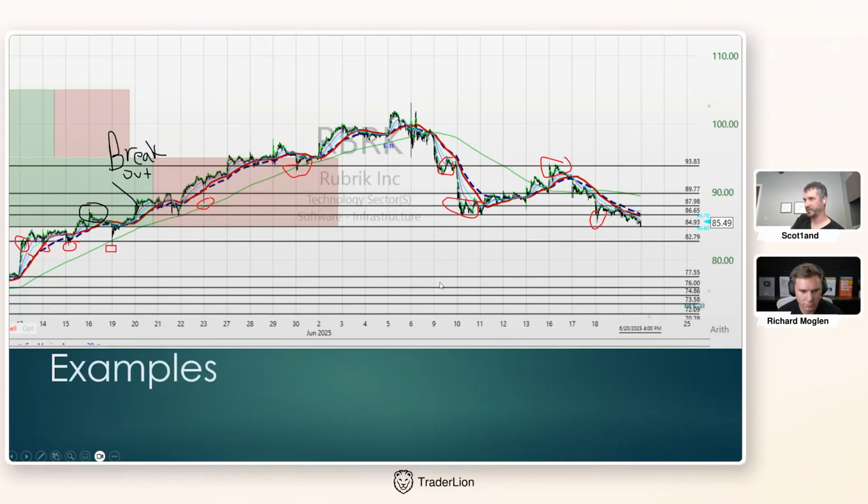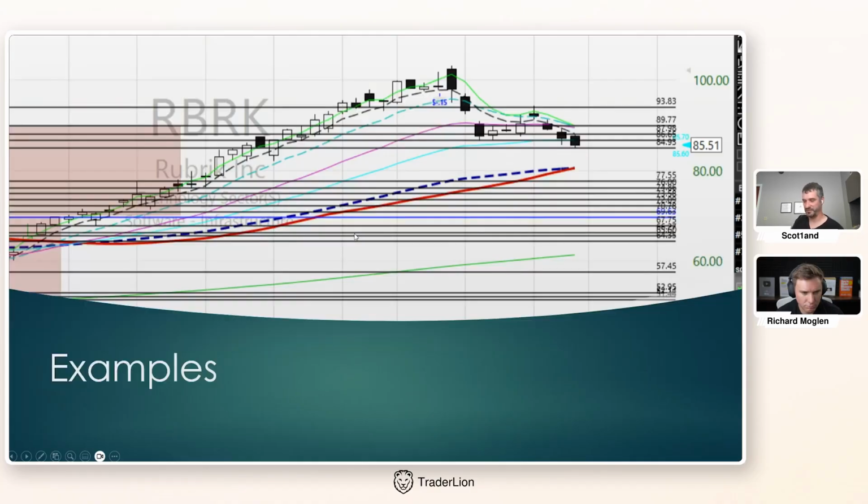Let's talk throughout all of these things on a chart. So let's go back to Roblox. Here's what we're looking at on a daily, and now you're going to say, oh my god, there's 1,000 lines on this chart, right? But you can toggle that on and off on the daily.